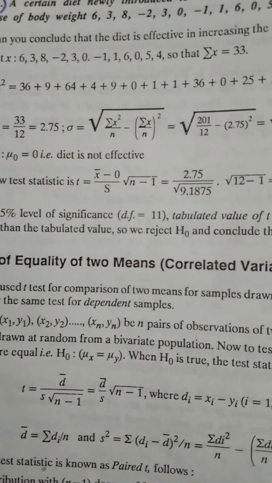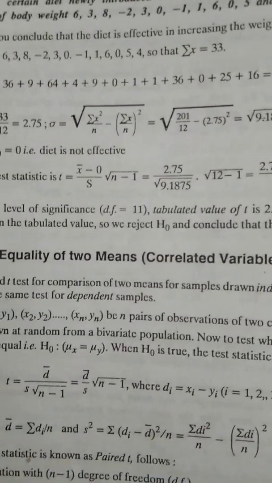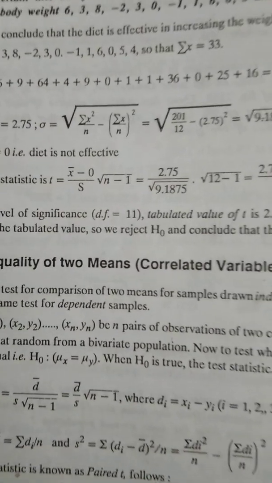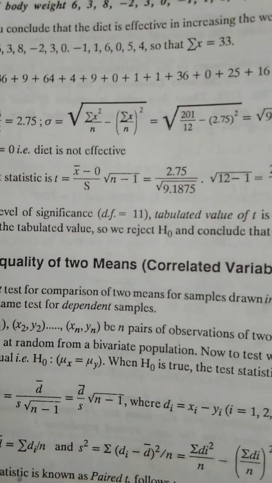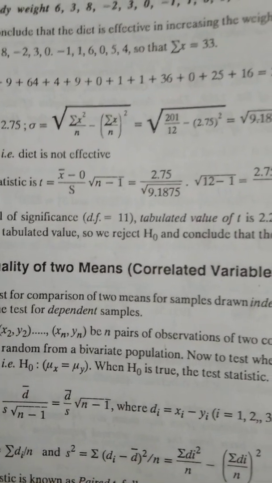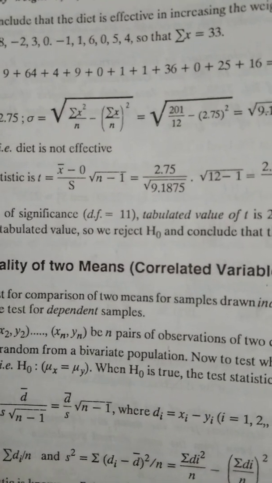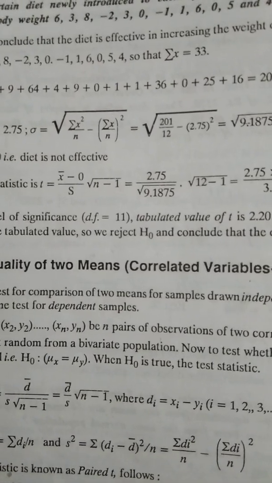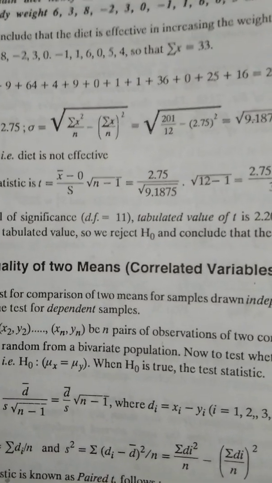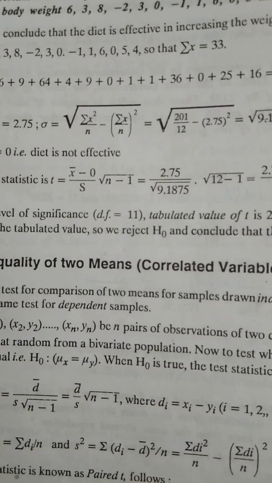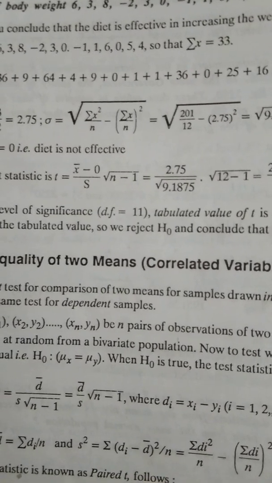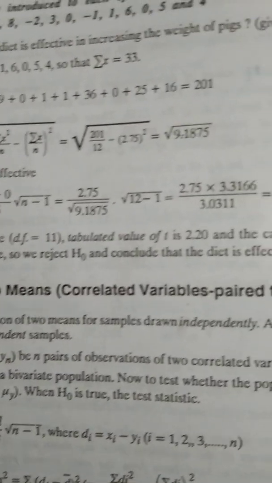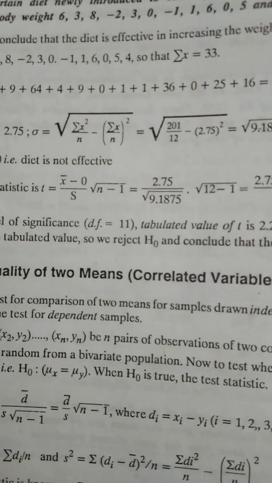Now the sigma value, the estimated variance, estimated standard deviation: root over sigma x square by n minus sigma x by n whole square. This is the formula, we already know it. This is the general standard formula of standard deviation, root over sigma x square by n minus sigma x by n whole square. We have got the value of sigma x square 201 by 12.